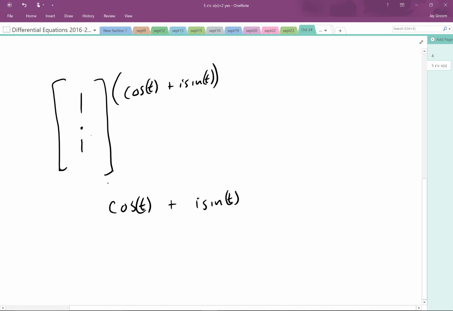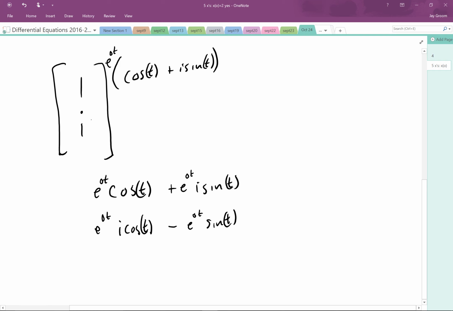Right. But actually, I'm going to leave the e to the 0 there just for fun, just so you can see this. This is kind of exciting, e to the 0 t. And then down below it, we're going to have e to the 0 t, and then we're going to have i cosine of t, and we're going to have minus e to the 0 t sine t.